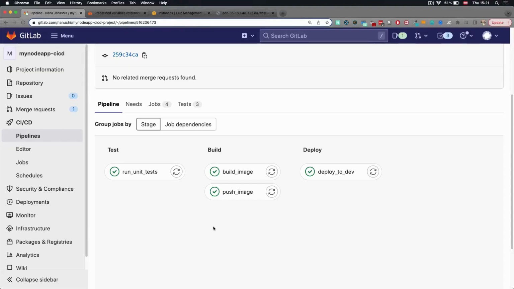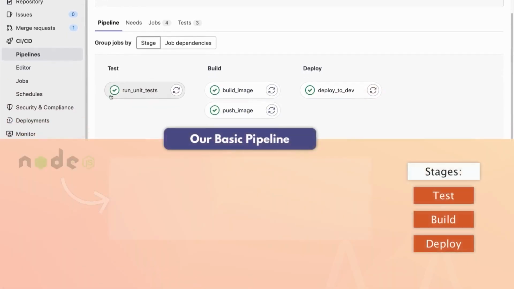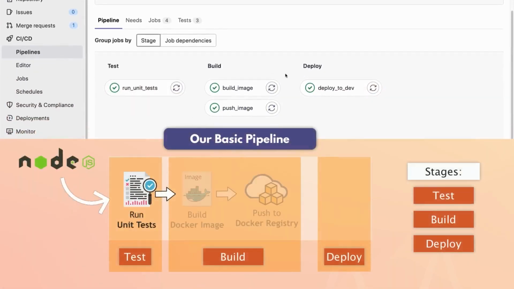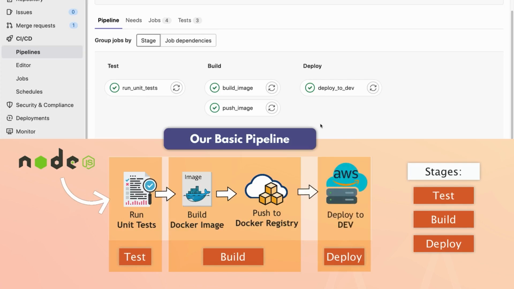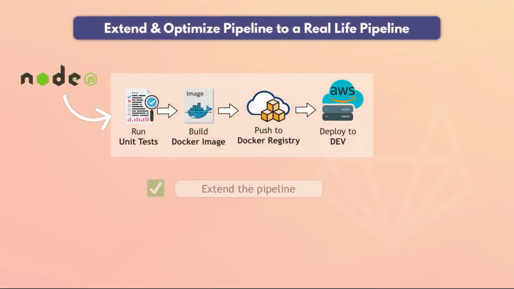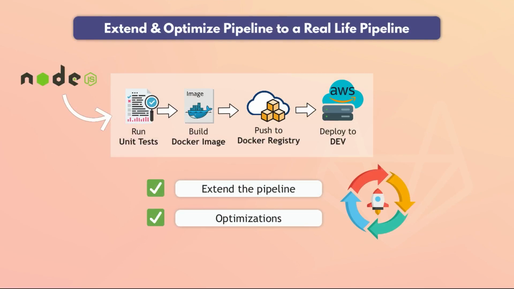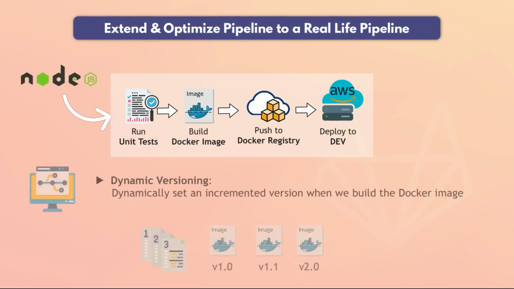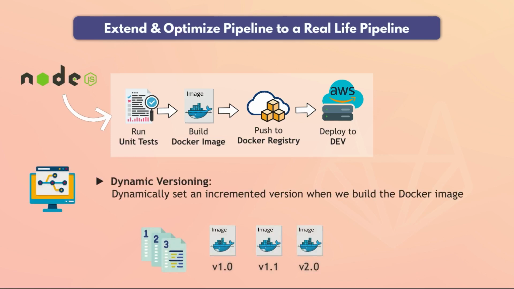At this point, our pipeline looks like this. We have 3 stages where we're running the tests and then building and pushing the image and deploying it to the dev server. So we have created a basic version of a deployment pipeline for our demo application. In this chapter, we will add to that pipeline, do some optimizations, and make it closer to a real-life pipeline by first adding logic to dynamically set an incremented version every time we build an image. So we have a new version tag for our image whenever we execute a pipeline.